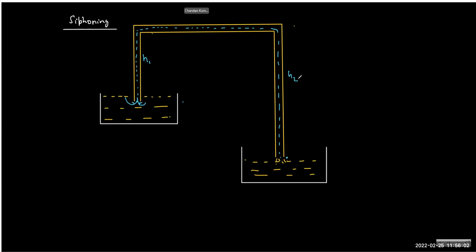And we can prove that H1 must be less than H2, because we know that the liquid will flow from left to right if the pressure at this point is more than the pressure at this point. So P1 must be more than P2, correct? For the flow to take place in this direction. Yes, so how to find P1?